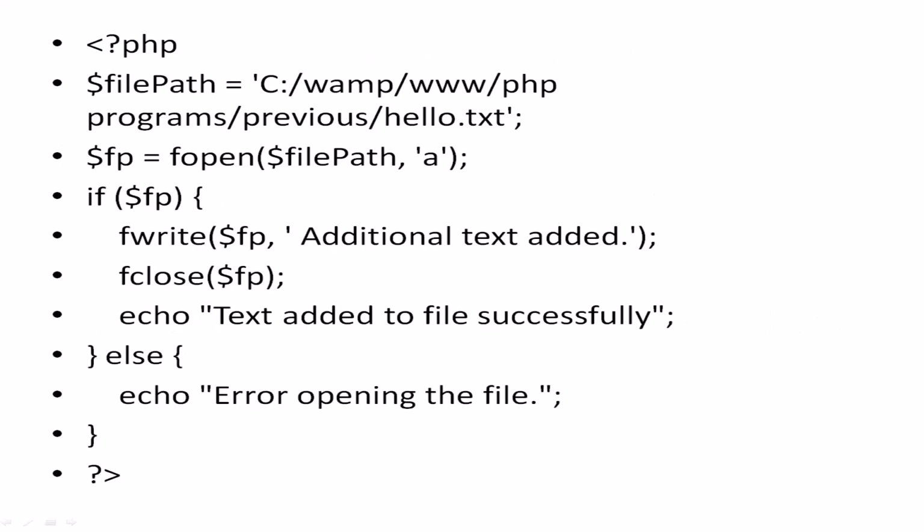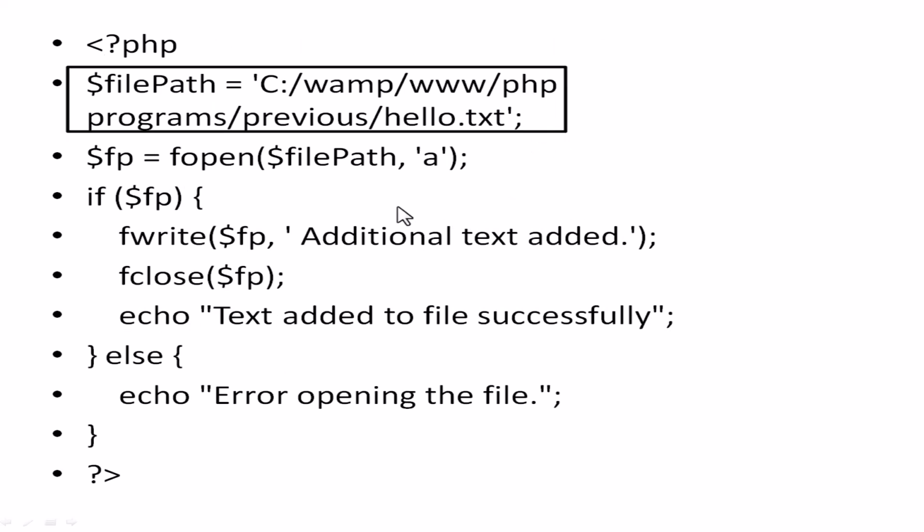Now here you have a program. Earlier we gave a particular file path, which is hello.txt. Now we are going to open that path, where you use the symbol a. So a stands for append. It means the existing text will remain and you are going to add new text at the end of the line, so you are going to append the text. So a stands for append.